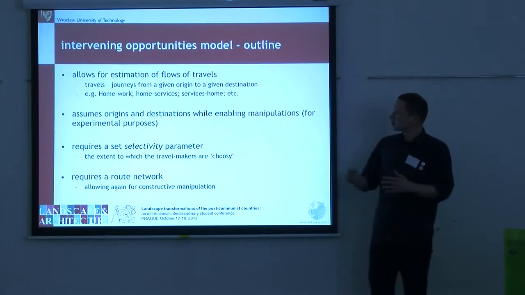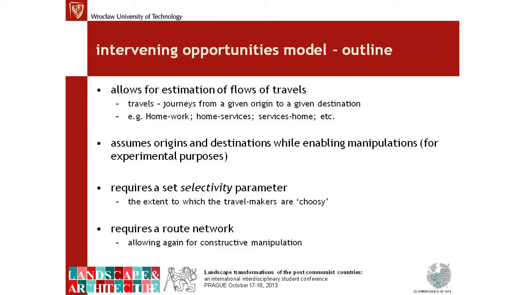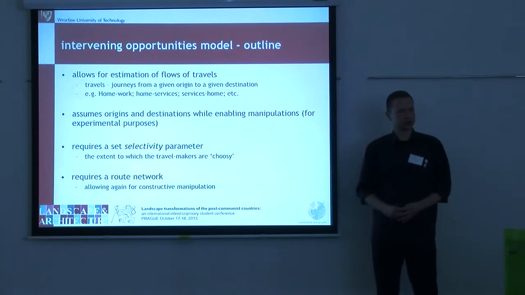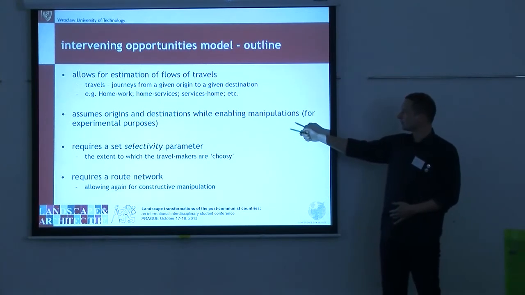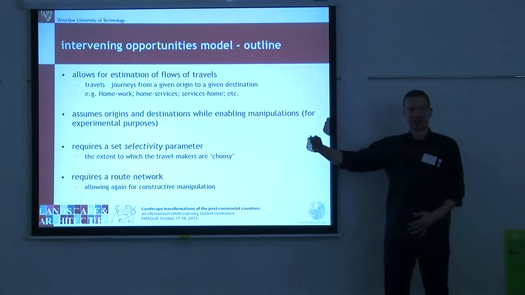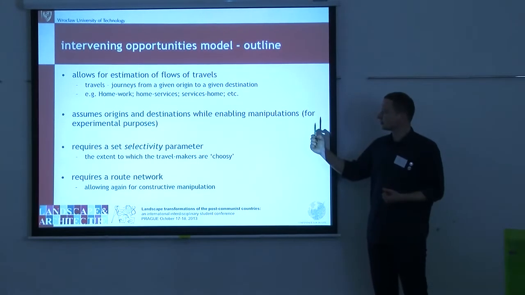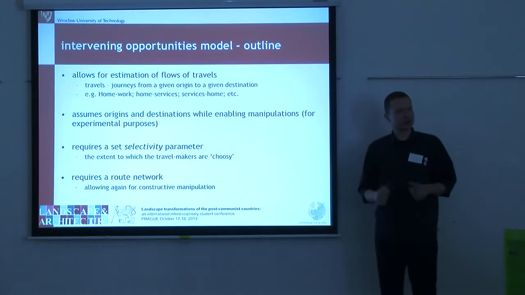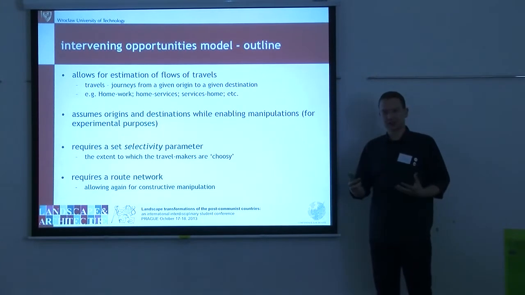By travels, we mean journeys, trips from a given origin to a given destination. So, for example, from home to work, from home to various services, from those services to home, and any other thing you want to come up with to try to analyze. The model assumes origins and destinations while enabling manipulations, and I mean for experimental purposes, and to put it more informally, the positive meaning of the word manipulations. So as origins, you can understand, for example, the number of people that live in a certain area. But you can change the numbers any way you want, as long as it's viable and defendable.